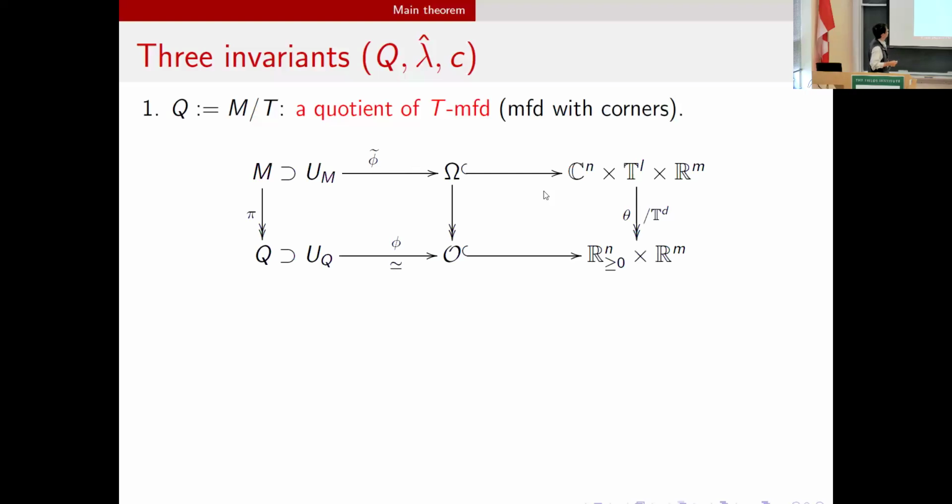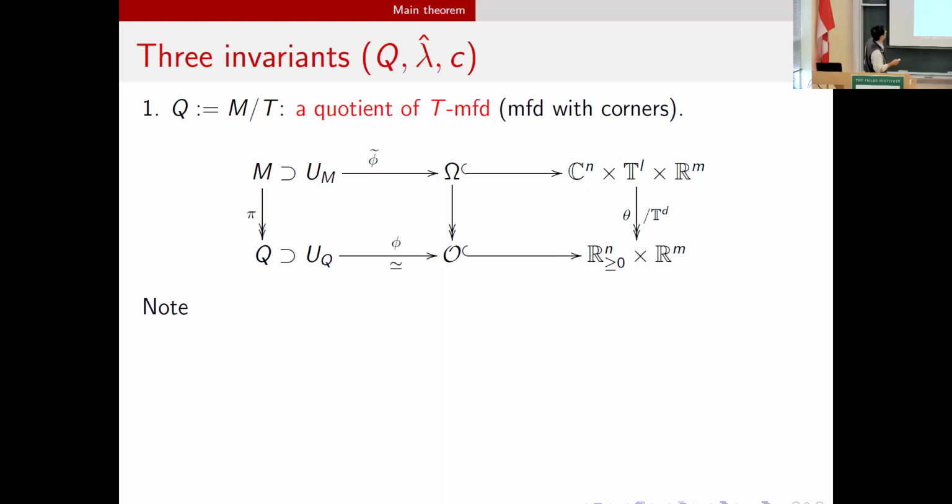And this UM goes to the UQ. UQ is an open set of the Q. And by this standard atlas, we see that this UQ is diffeomorphic to some open set of R^n positive O times R^m. And this R^n positive O times R^m is coming from the standard T action. And the important part is as follows.